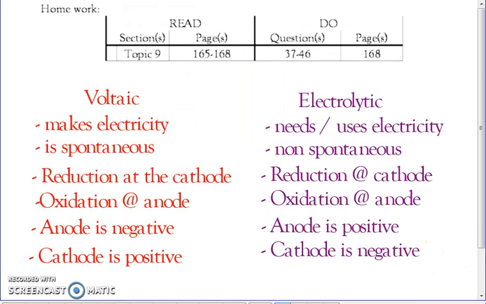So overall, here are the salient points. Voltaic cells are the spontaneous ones. Electrolytic cells are the non-spontaneous ones. Okay? The difference between them is listed here. Anode is negative in a voltaic cell, but it's positive in an electrolytic cell because you're pushing the electrons in the opposite direction.